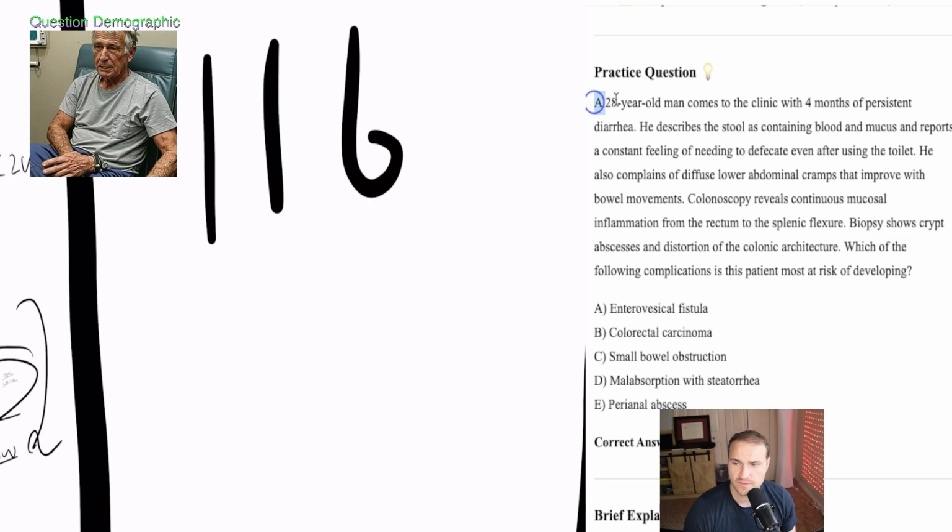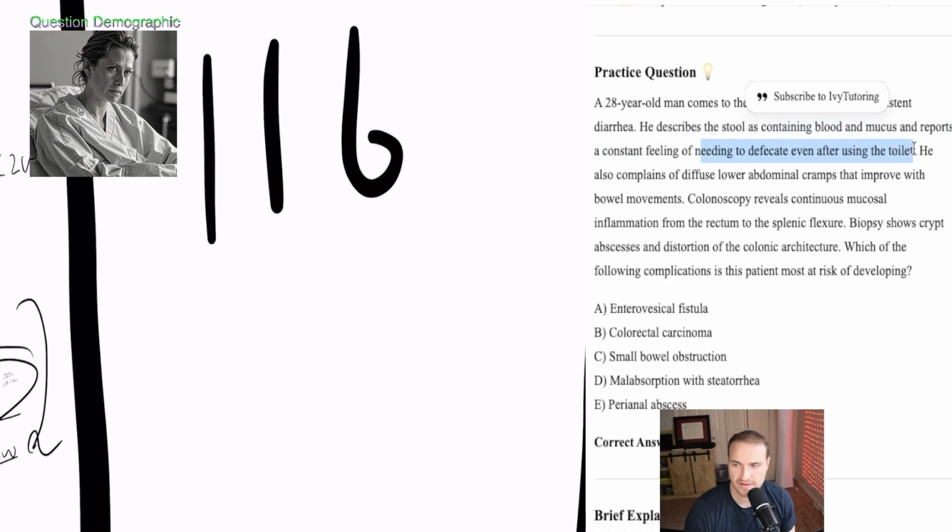All right, next we have a 28-year-old man going to the clinic with 4 months of persistent diarrhea. The stool has blood in it, and he has a constant feeling of needing to defecate even after using the toilet. Colonoscopy shows mucosal inflammation from the rectum to the splenic flexure. Crypt abscesses and distortion. Which of the following complications is this patient most at risk for developing?